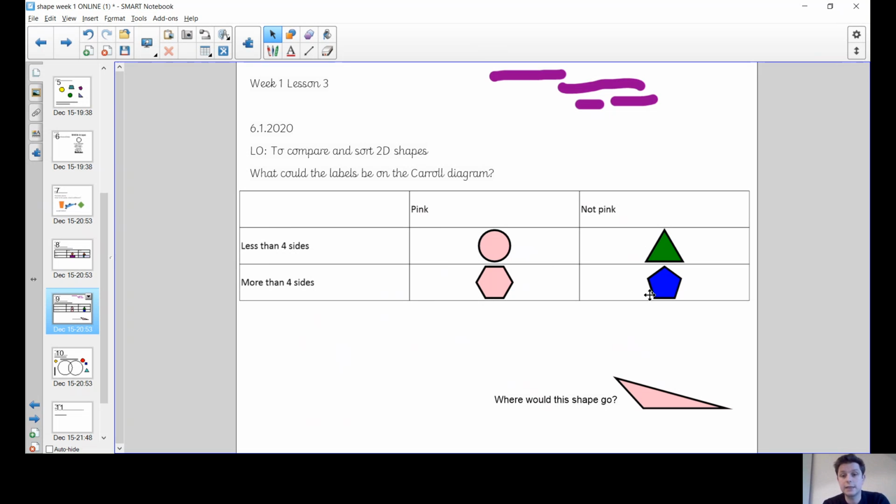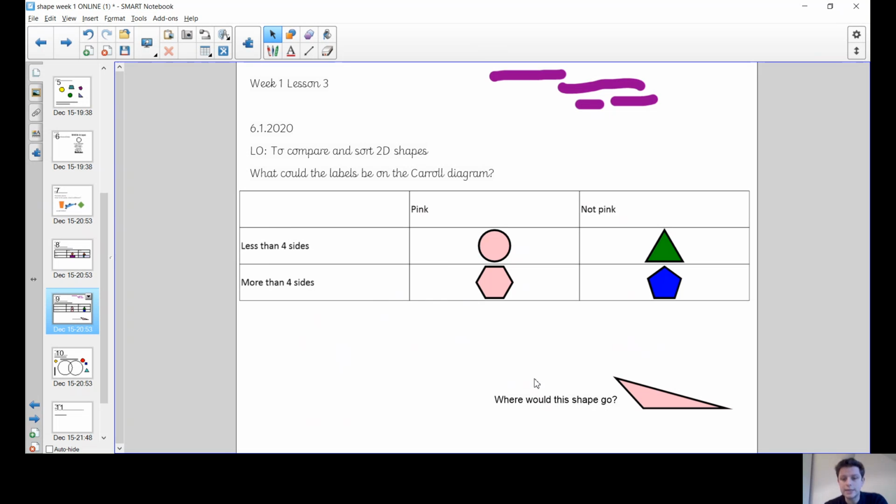These two shapes here, the pentagon and the hexagon, have got more than 4 sides. So this is how we finish off our Carroll diagram. Shapes that are pink go in here, shapes that are not pink go over here, and then we've sorted them on this axis along the rows by saying how many sides they have. Do they have less than 4 sides, the circle and the triangle, or more than 4 sides, the hexagon and the pentagon?